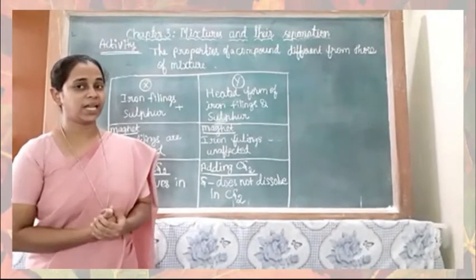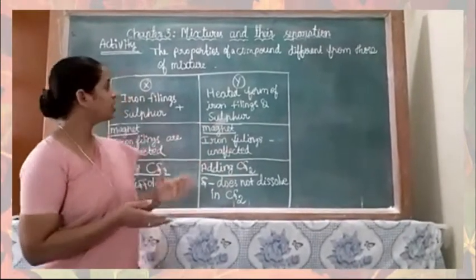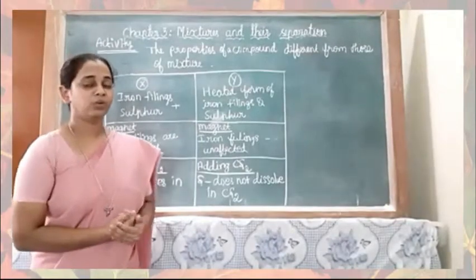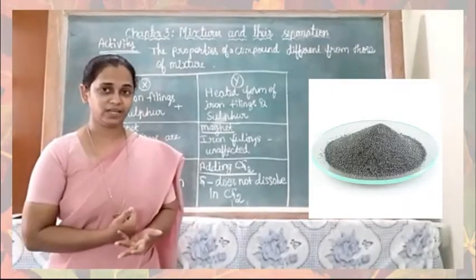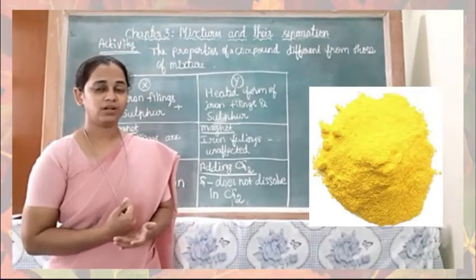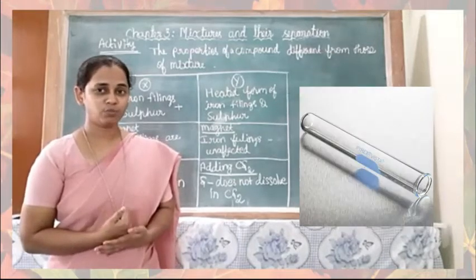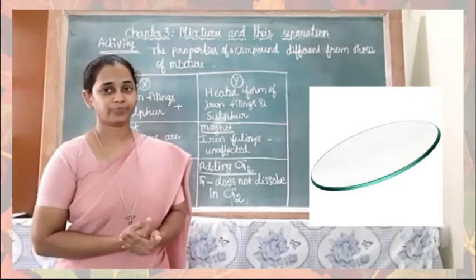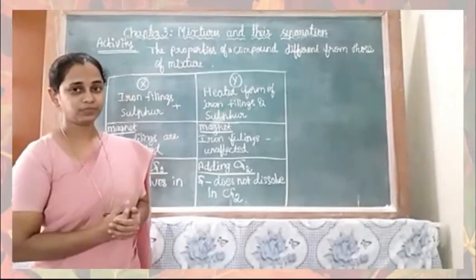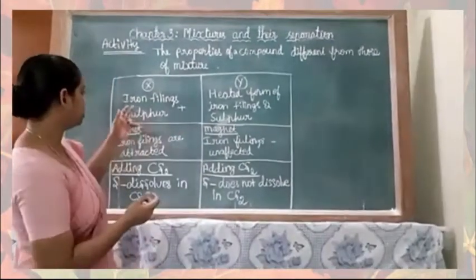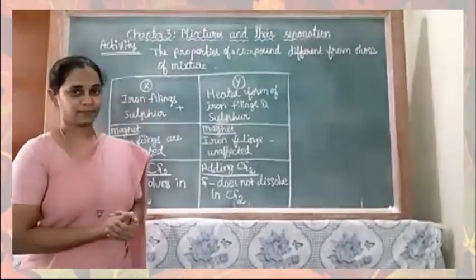Now we shall discuss an activity to show that the properties of a compound are different from those of a mixture. For this activity, we need the following materials: iron filings, sulfur, liquid carbon disulfide, magnet, test tube, watch glass. First, mix iron filings and sulfur. Take some portion of it and put it on a watch glass. Let it be called sample X.